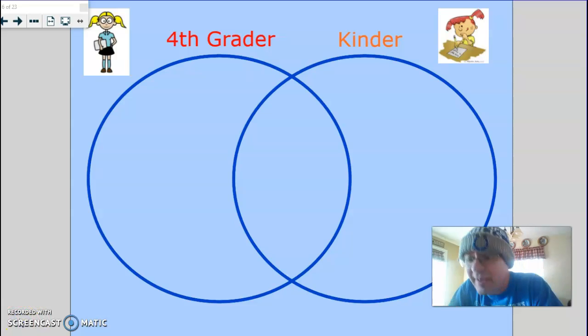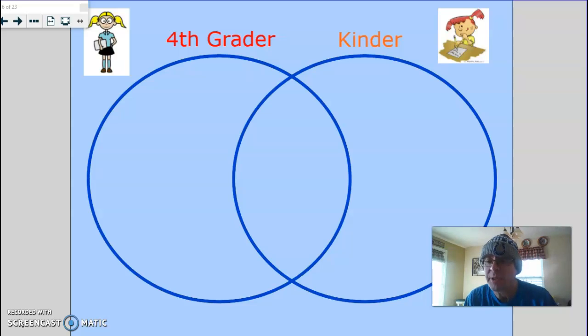Let's try again. You may be asked to compare and contrast two articles using a Venn diagram. Now, rather than just jump into a Venn diagram with two articles that may have information that's harder to digest, we're going to look at two things that are a little easier to digest: a fourth grader and a kindergarten student. We can think of how they're different, and we would put those differences over here, and how they're the same is where the circles intersect right here.